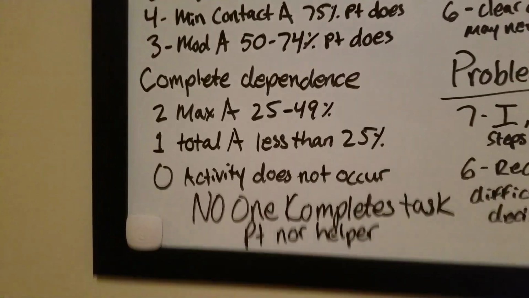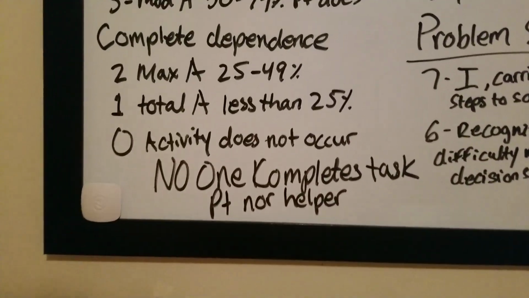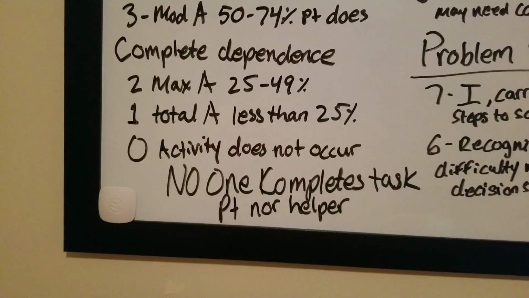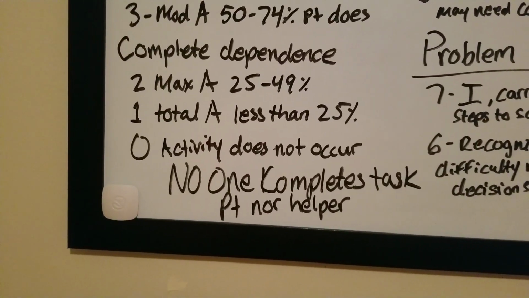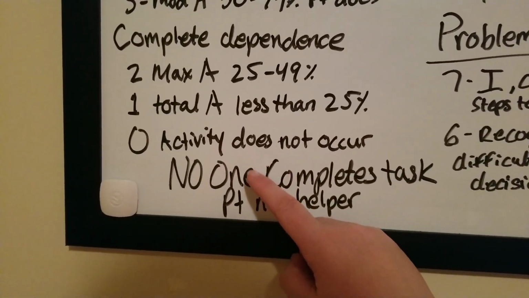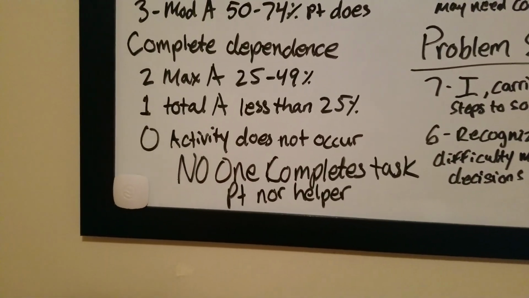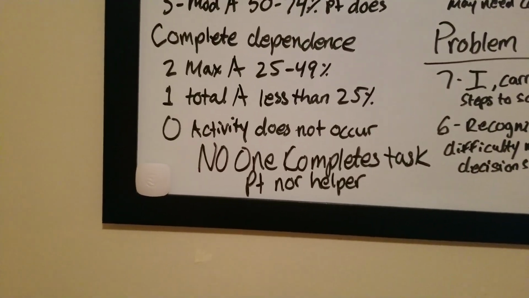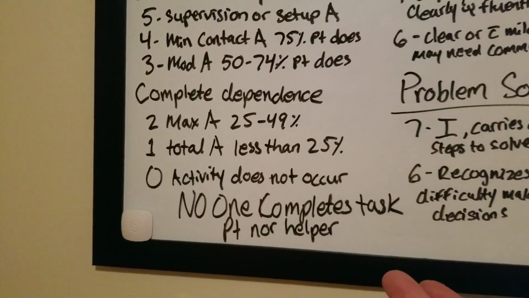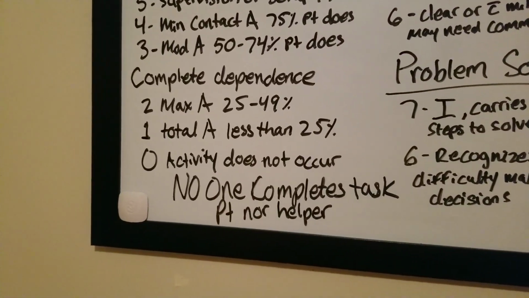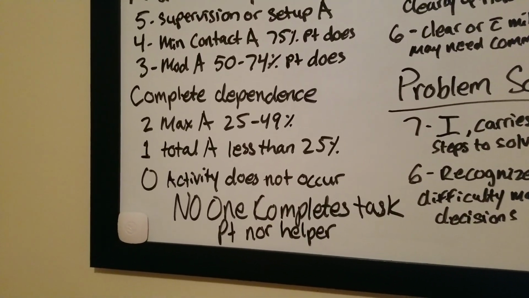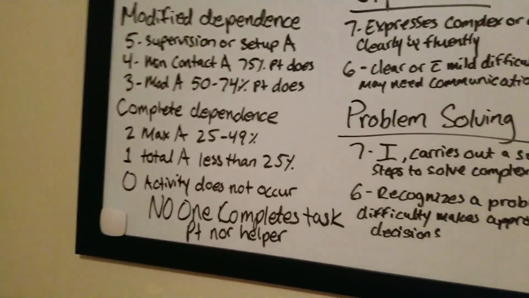And 0, which I personally haven't seen used, but from what I read, it means that no activity occurs during the time that the evaluation is going on. That means the individual does not complete the task, nor does their helper. Nothing gets done there. So I don't believe that a 0 is used too often, because how can you truly build and or grow from an absolute 0? It's my personal opinion. Okay.